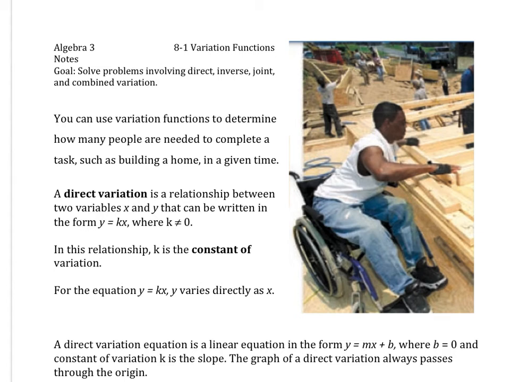Unit 8, we're going to start with variation functions. We're going to solve problems involving direct, inverse, joint, and combined variation. First off, a direct variation is a relationship between two variables. It can be written in the form y equals kx. K is called the constant of variation. For this equation, y equals kx, y varies directly as x.